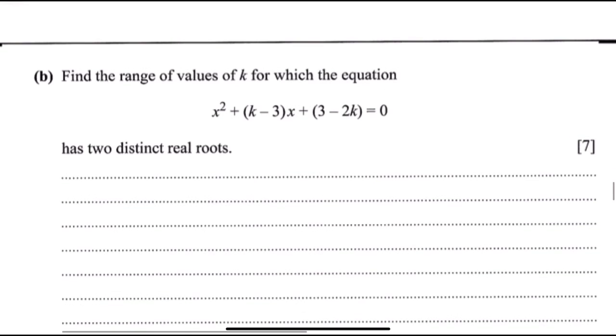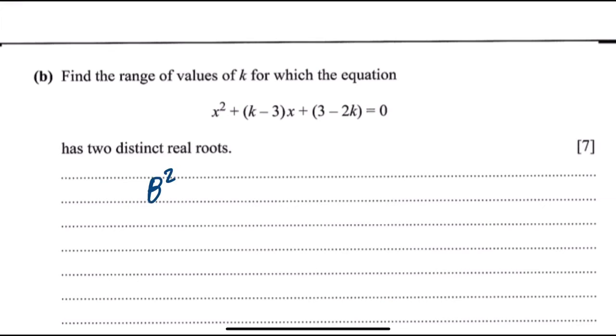Next part of this question. I don't know why this is labelled part B, why it's not a separate question. It says find a range of values for k for which the equation x squared plus (k minus 3)x plus 3 minus 2k is equal to 0 has 2 distinct real roots.